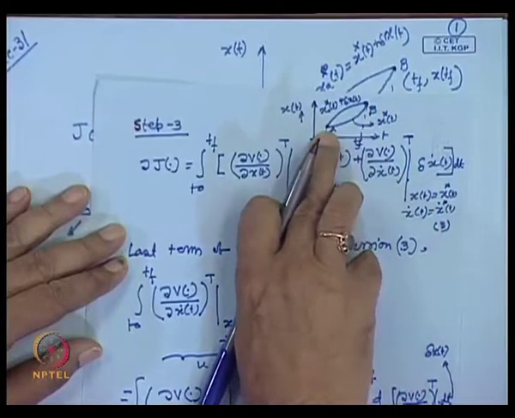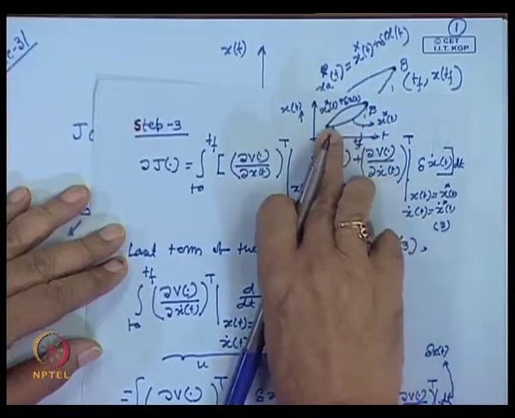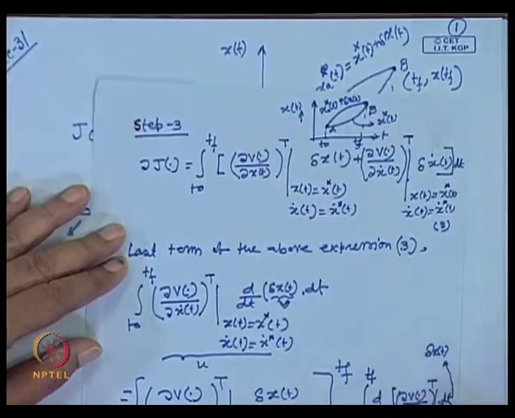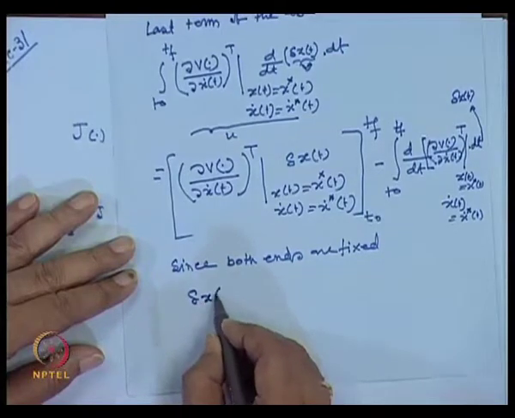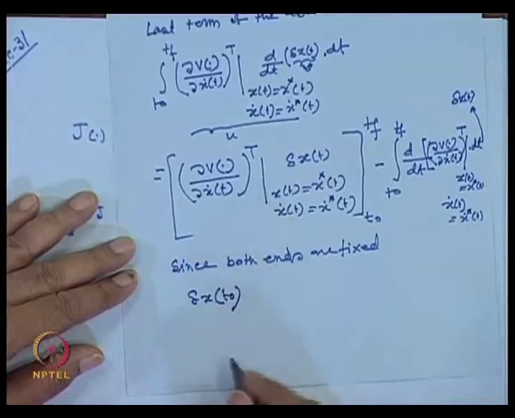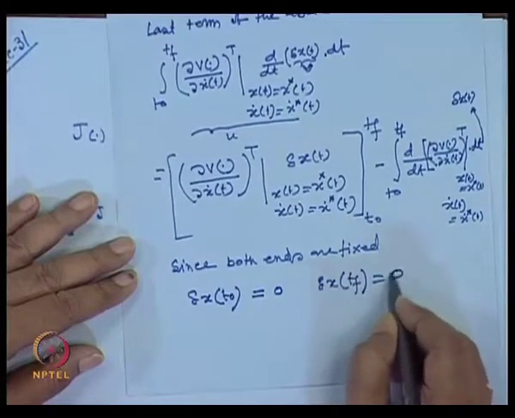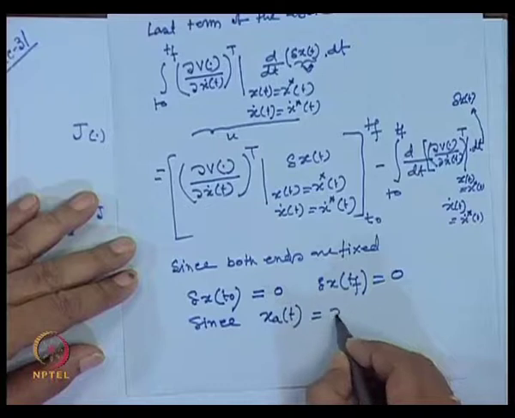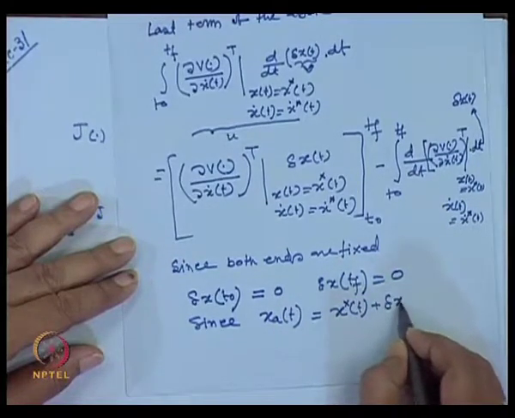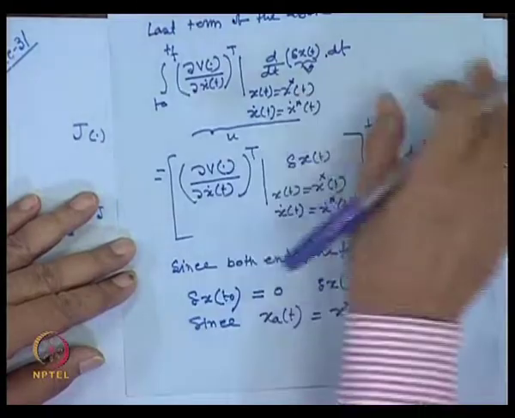Now, look at this. Both points A and B are fixed, whether along the optimal trajectory or along the perturbed trajectory, which is very close to the optimal trajectory. Both ends A and B are fixed. Since both ends are fixed, delta x at t equal to t0 is 0, and delta x at t equal to tf is 0. Since x a of t is x star of t plus delta x of t, at t equal to t0, x of t0 and x star of t0 are at the same point.